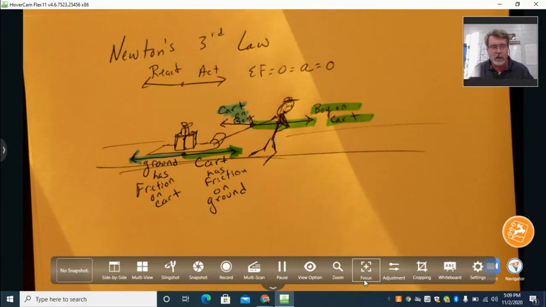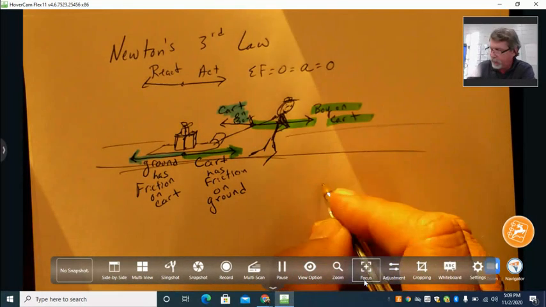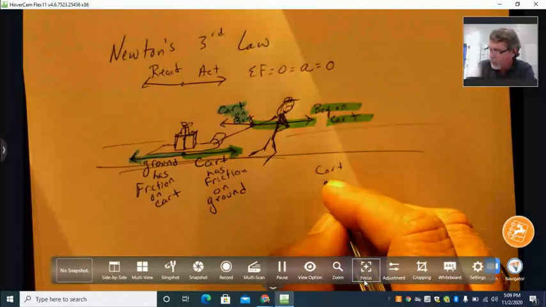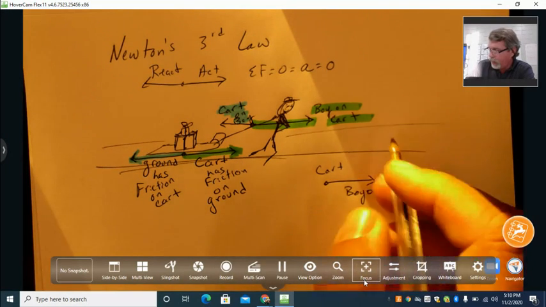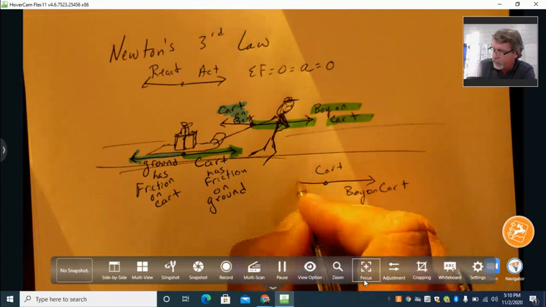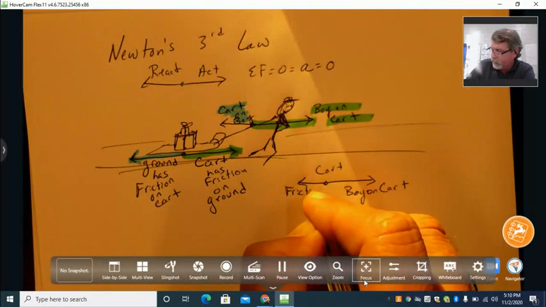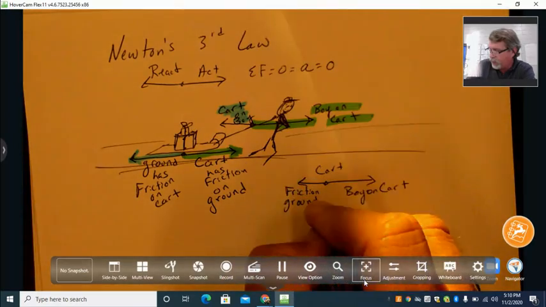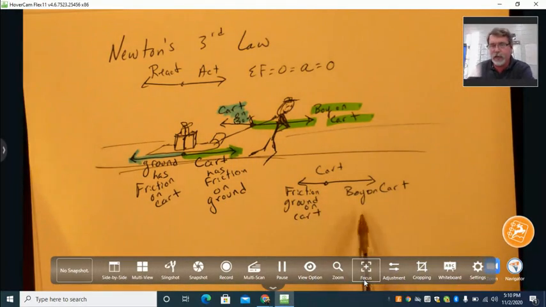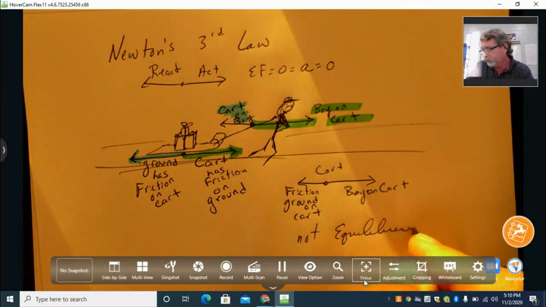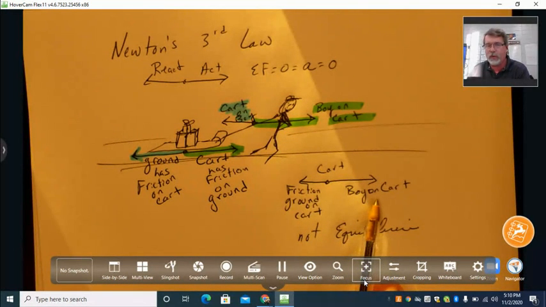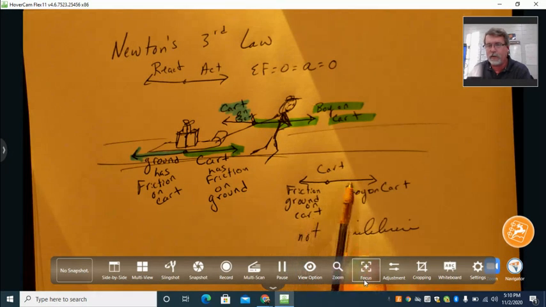So now we have, let's only draw the forces on the cart. So if we draw the correct free body diagram over here for the cart, we know that the boy pulls on the cart, and we know that there's friction on the cart from the ground. So in this direction we have friction, ground on cart. So we could just simply say that this is not in equilibrium because the boy pulls on the cart with more force than friction, which is the ground acting on the cart, and therefore he can pull it.